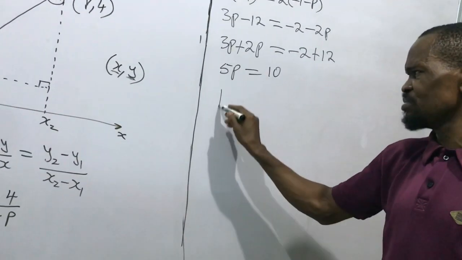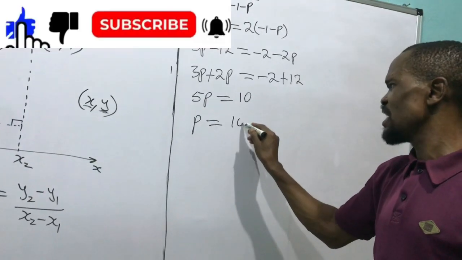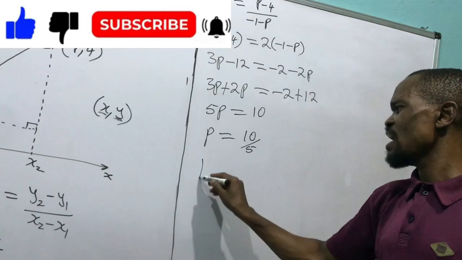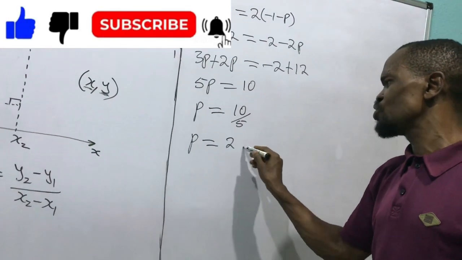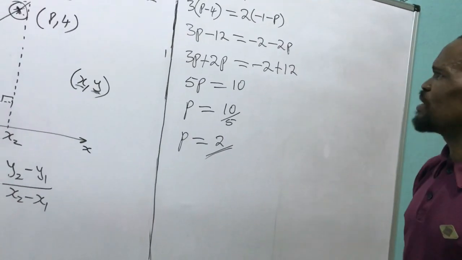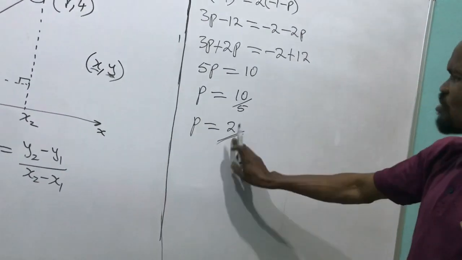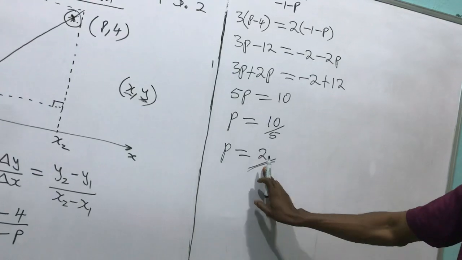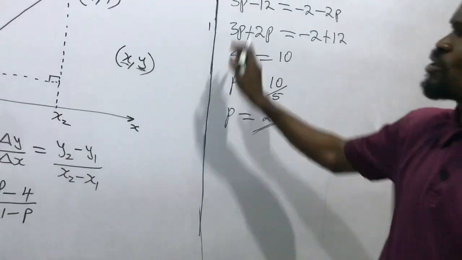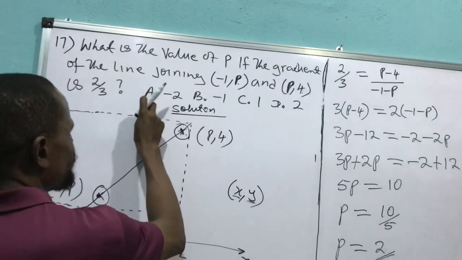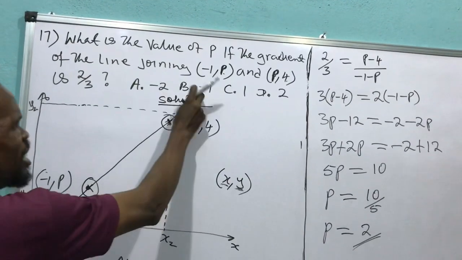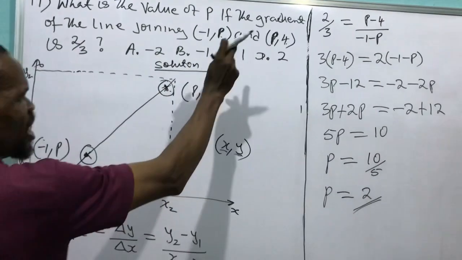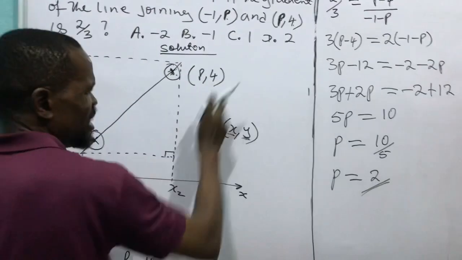Therefore, making P the subject of the formula, I will have 10 divided by 5, and my P is equal to 2. That's my value of P. Let us look at the options. Option A, minus 2, is wrong. Option B, minus 1, wrong. C, 1, wrong. D is my option.